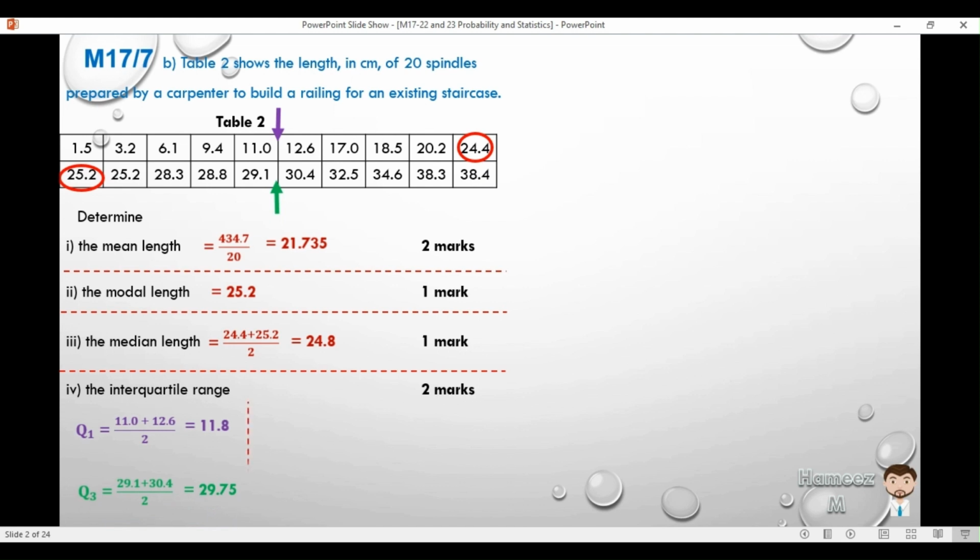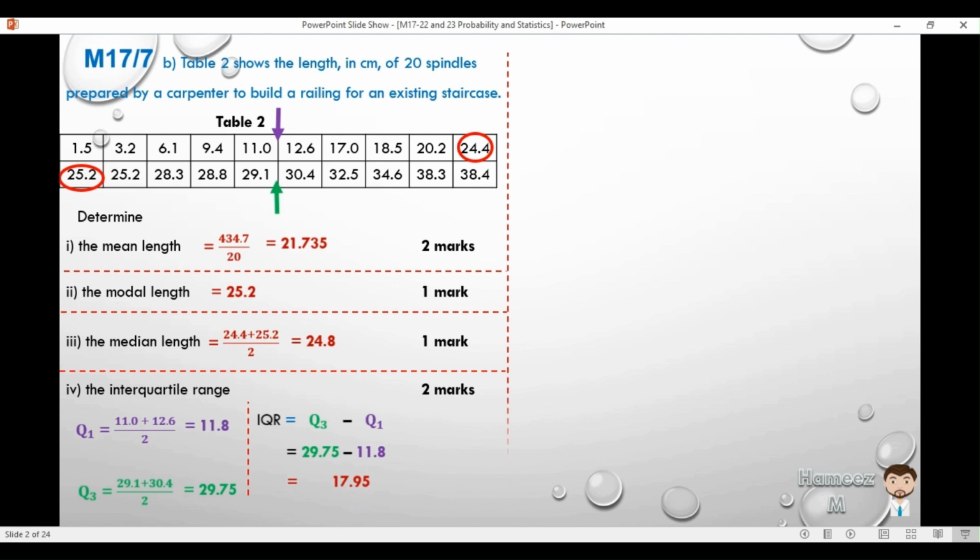In order to now get the interquartile range, IQR, it's the difference between Q3 and Q1. So we just substitute 29.75 minus 11.8, and that gives us 17.95 centimeters as the interquartile range.